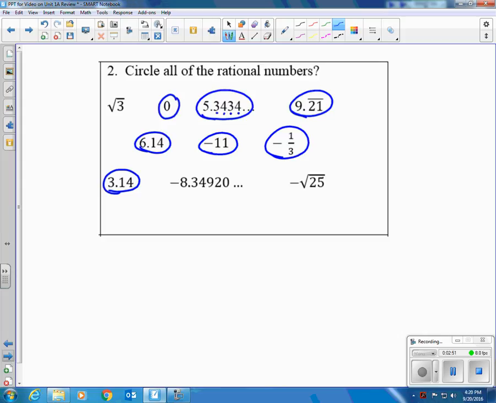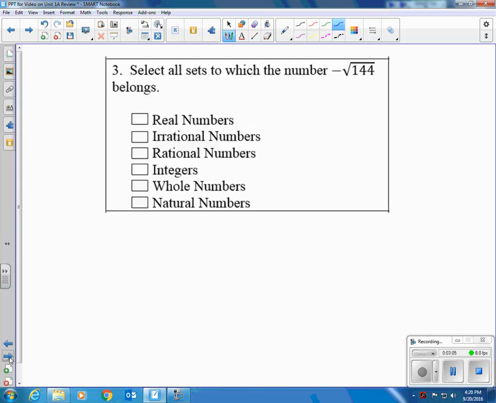This one here, I have no idea what that pattern is. So this is not a rational number. And the negative square root of 25 would be -5, and that is also a rational number. So all those are rational.